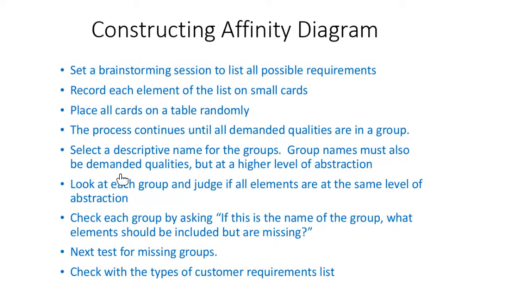to name this group, and look at each group and judge if all elements are the same level of abstraction. That means if all elements belong to this group or it needs to be revised and moved to another group. Check the group by asking if the name of the group is correct, what element should be included or missing, so you can have ideas about other specifications. Maybe the customer didn't mention them, but you may also consider them under this name. So you meet the excitement quality for your product and service. Next, you test the missing group and check all the customer requirements list again.